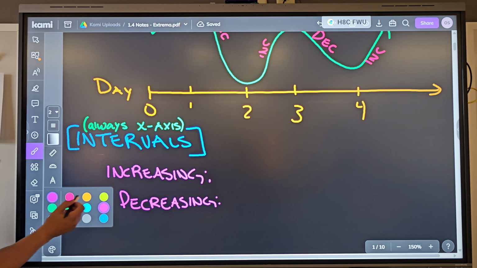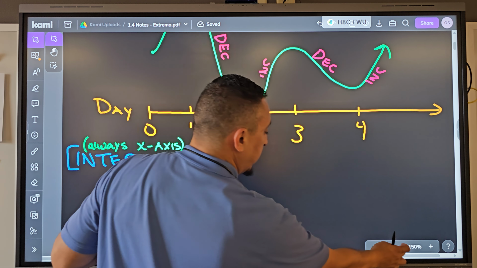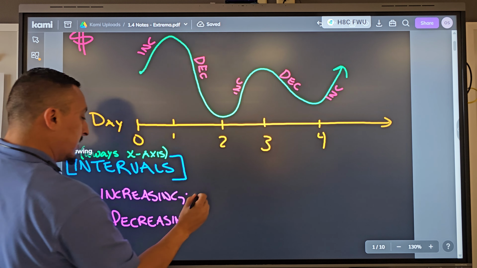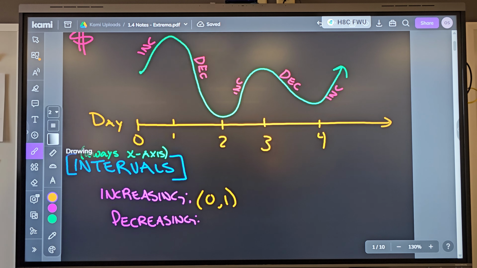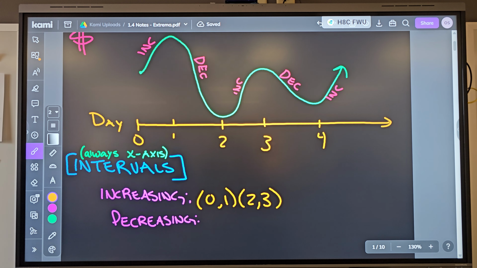So, for example, from what day to what day are we increasing? What's the first time that it increases? 0 to 1. So we say from 0 to 1. And then what other day did it increase? 2 to 3. So we say from 2 to 3. Now, what's the first time where it decreased?